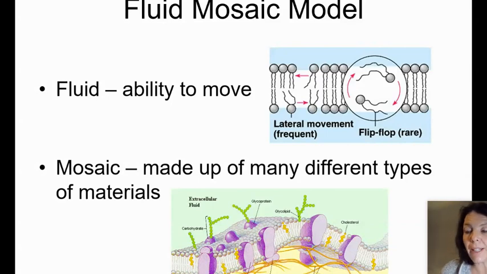Additionally, we describe it as being fluid. When I think of something that's fluid, I think liquid. There's that ability to flow and move, which is also the case for the cell membrane. These little components that make up the mosaic are able to move and aren't locked in place. They can move right to left. They can even flip-flop to opposite sides of the membrane.